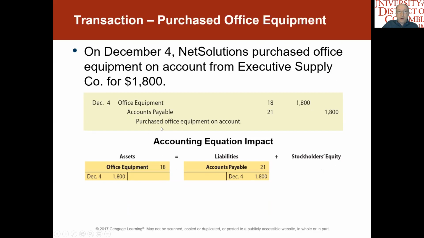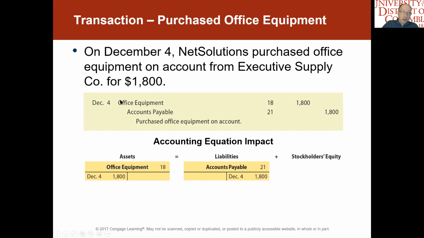Okay, another example, December 4th, our company purchased some office equipment on account. Again, when you see on account, you know you're going to be impacting either accounts payable or accounts receivable. In this case, it's payable because we're purchasing equipment that we will use at some time in the future, and we're doing that on account from this company called Executive Supply Company for $1,800.